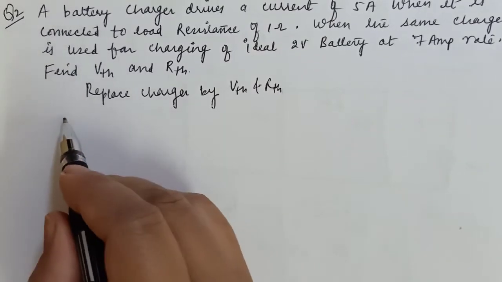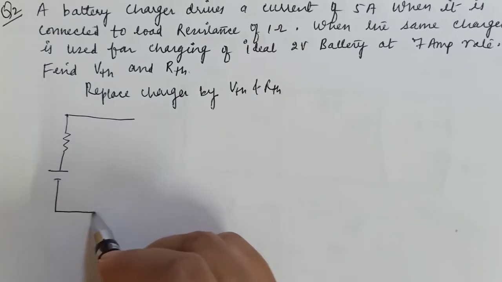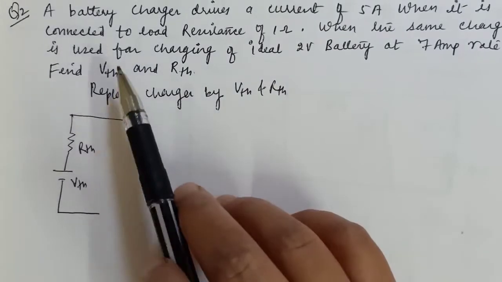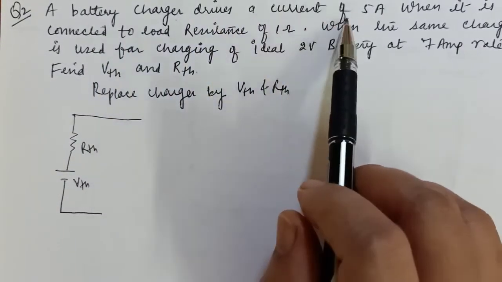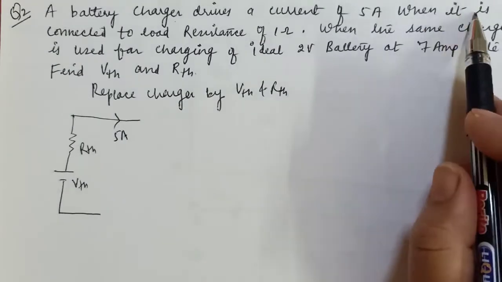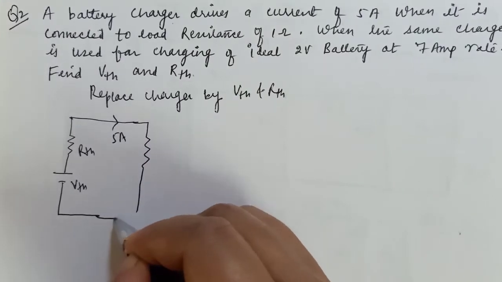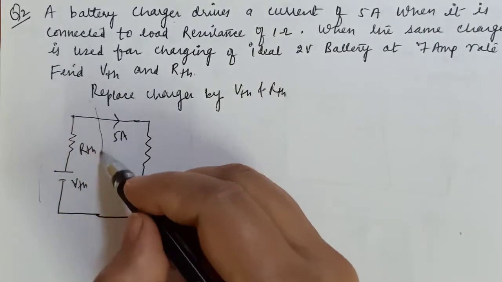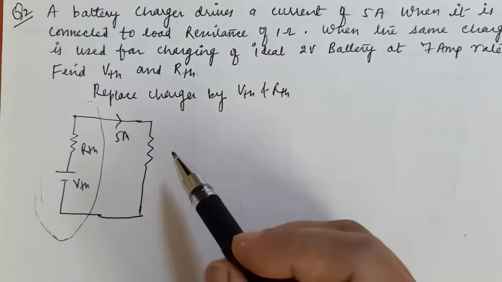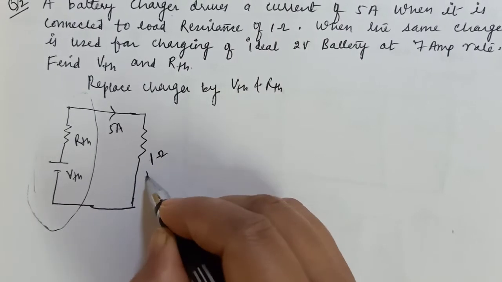Clear? So in first case, let's say your battery charger is replaced by a voltage source and a resistance VThevenin and RThevenin. In first case, a battery charger drives a current of 5 ampere. So it is driving a current of 5 ampere when it is connected to a load resistance of 1 ohm. So let's say this is load resistance RL.